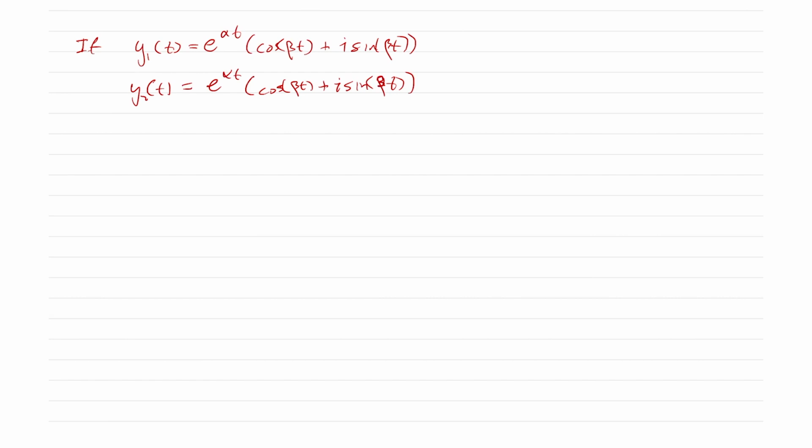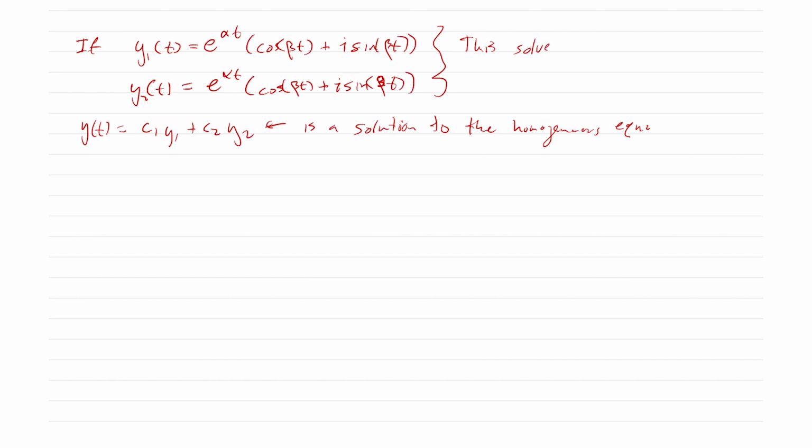Now I can tell you something that is maybe a preview of what's going to happen in the superposition principle, but any linear combination of these, and we said the general solution then is c1 times y1 plus c2 times y2, is a solution to the homogeneous equation. That is assuming that this solves a y double prime plus b y prime plus c y is equal to 0. And so if it does solve that, then their linear combination also solves it.